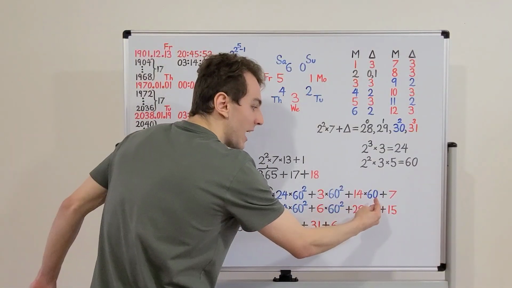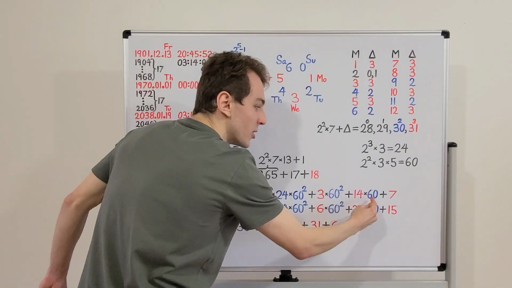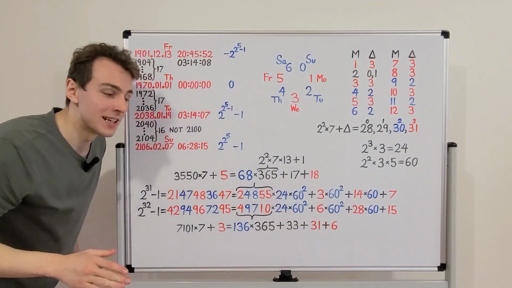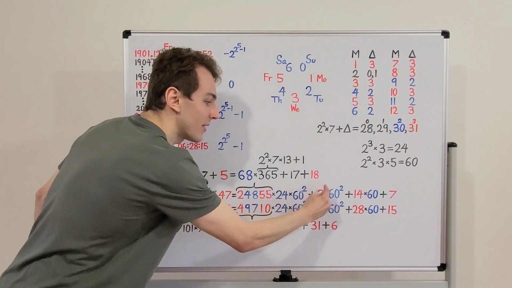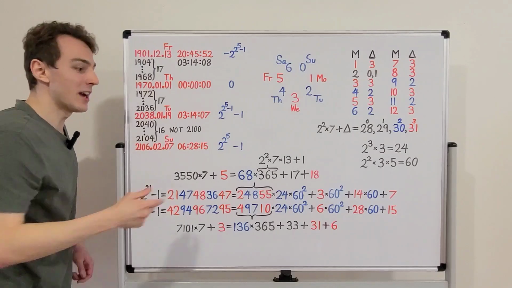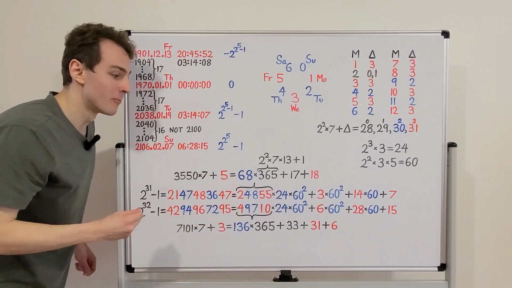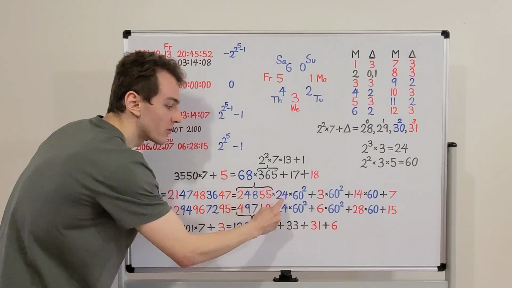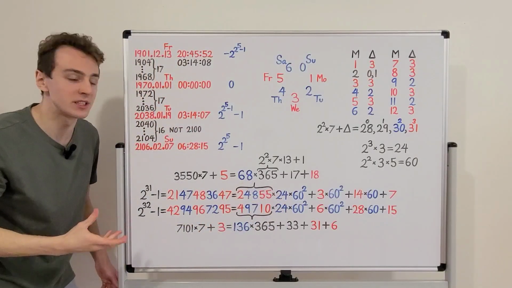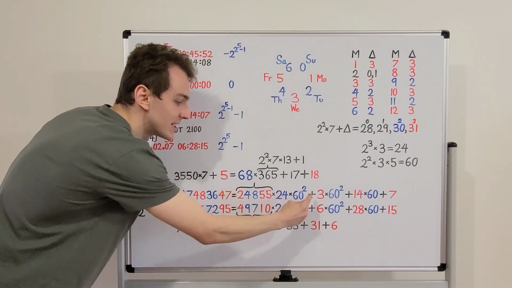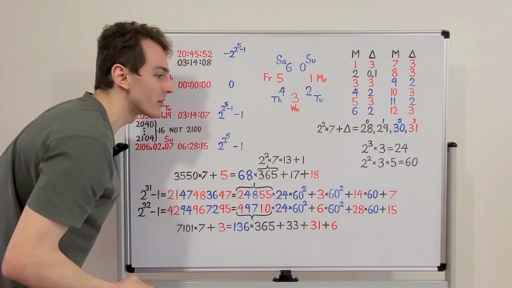Now observe that we have this factor of 60. That's because there are 60 seconds in a minute. And then we have a factor of 60 squared. Now we have that additional factor of 60 because there are 60 minutes in an hour. And then over here we have an additional factor of 24 because there are 24 hours in a day. And that explains this 24 times 60 squared.